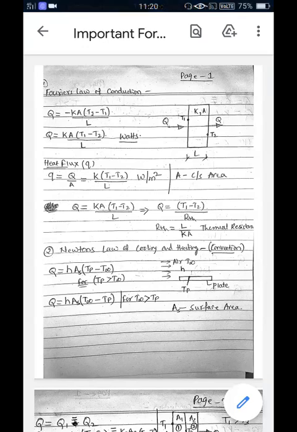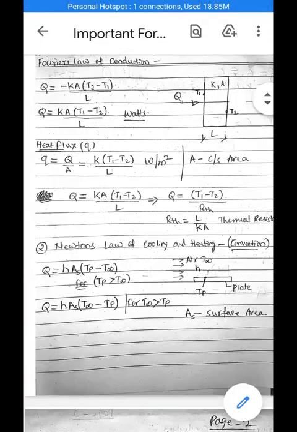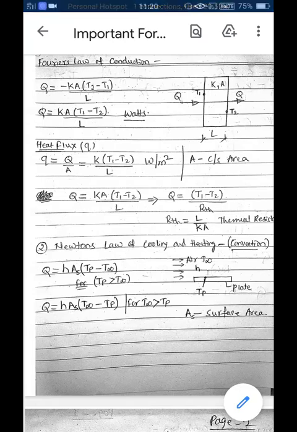So here you can see the Fourier's law of conduction equation. Generally, for a single slab, we write this Fourier's law of conduction as Q is equal to minus Ka into bracket T2 minus T1 divided by L. This is the general Fourier's law of conduction for a single slab. As you see here, minus Ka, right?